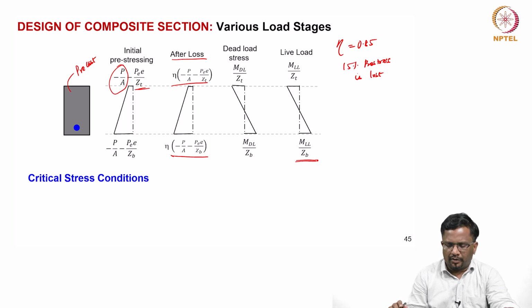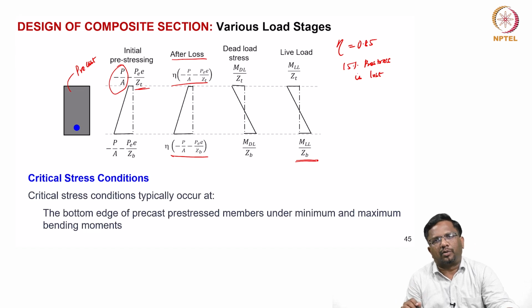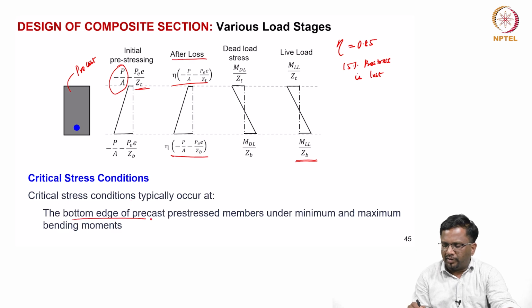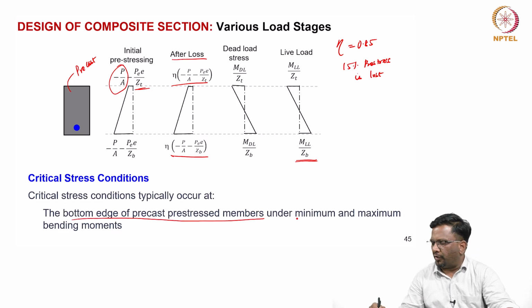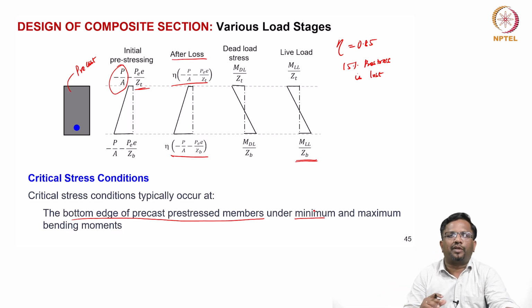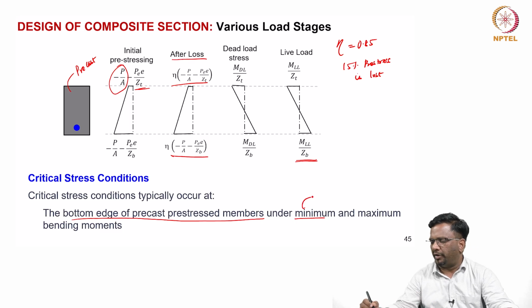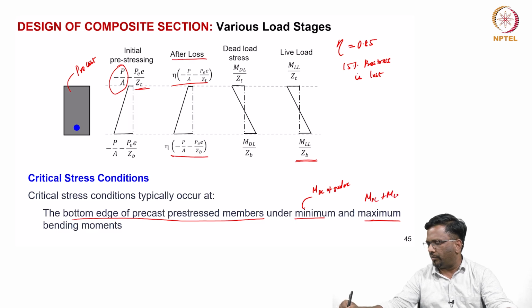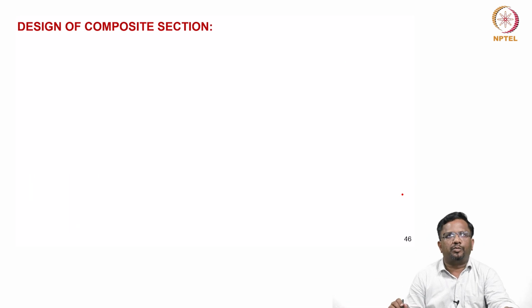Now let's look at what the critical stress conditions are that will control the design. Typically, the critical stress condition will be at the bottom edge of the precast member. This is for both the minimum and maximum. When will the minimum moment come? It is only when you are doing a transfer. That is where the minimum moment will be coming from the dead load of the girder. And the maximum will be coming from all the service loads, basically M dead load plus M live load. So these are the bending moments that we need to consider.